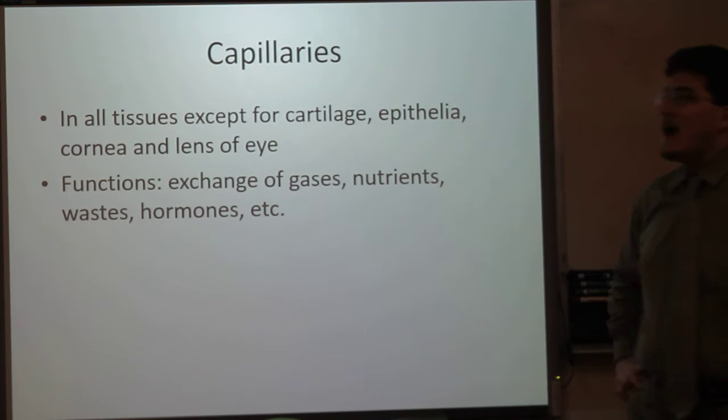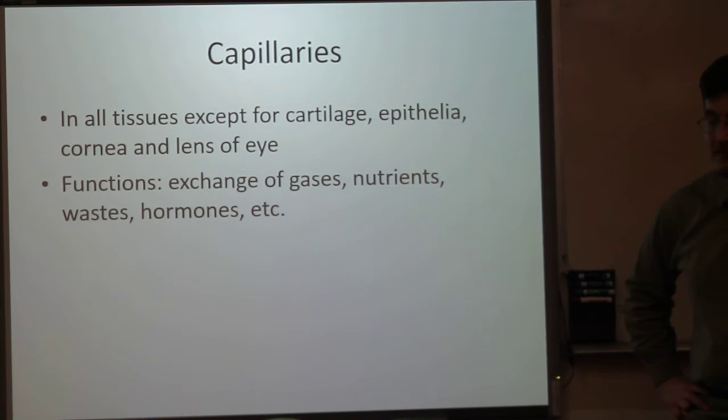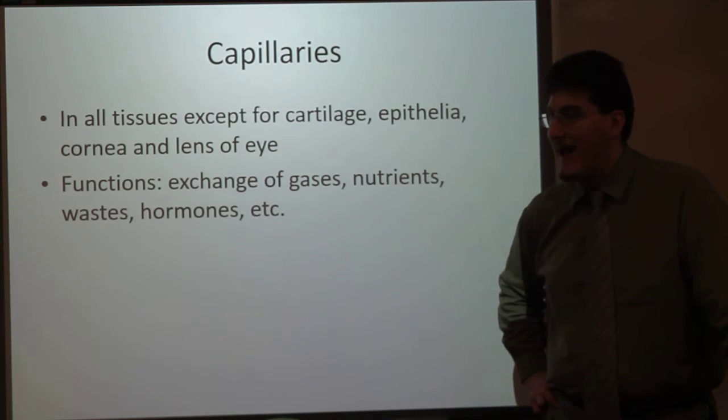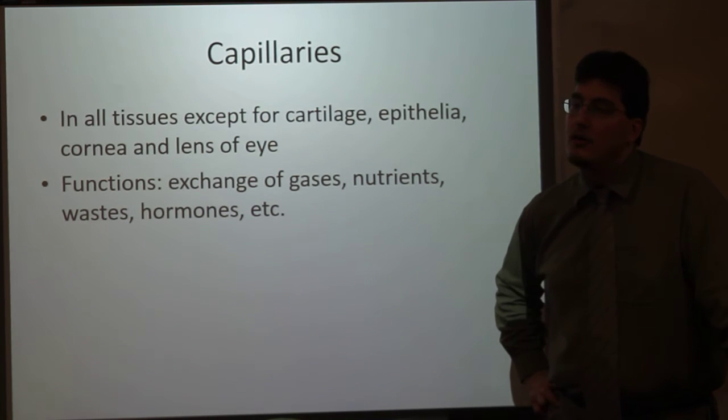Now, the cornea and lens of the eye makes sense. Otherwise, you would basically have vessels constantly in your vision. It would be like trying to see through a bramble patch. That would sort of be in the way. Oh no, look, a lion.